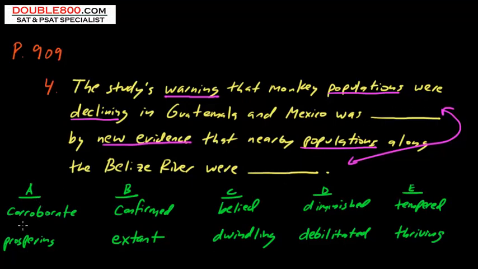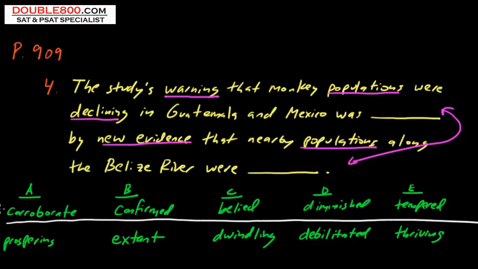So let's take a look. We have two blanks here, the first and the second. Corroborate is a good word. You should know corroborate means to confirm. So these two words, A and B, are the same, and I'm also going to give you one more word because we want to build vocab. Substantiate. All those words mean confirm or strengthen.